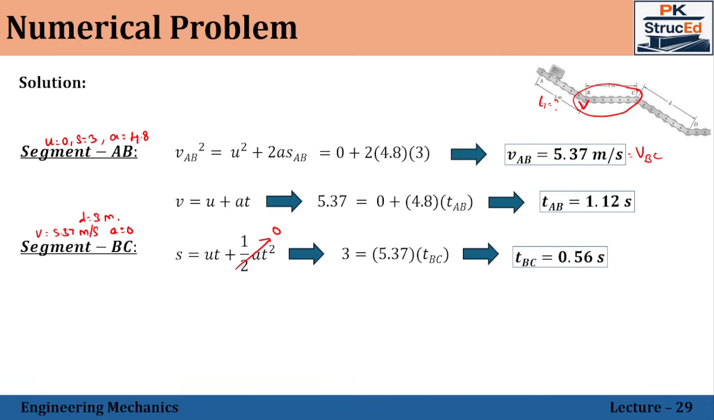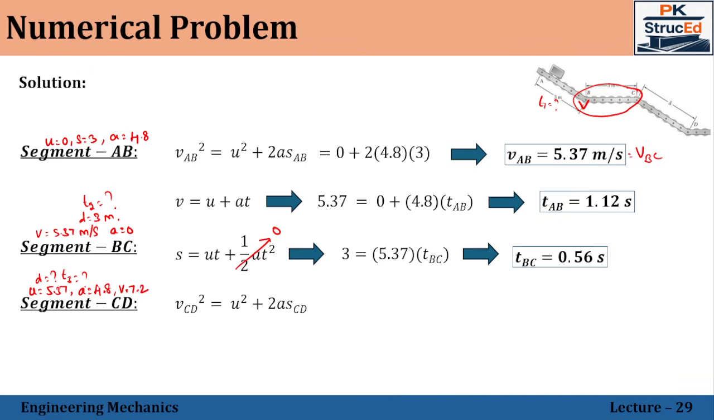Let us move on to the third segment, CD. For the segment CD, the initial velocity is the velocity for the segment BC, that is 5.37. Second, the acceleration is given, that is 4.8. Final velocity is also given, 7.2. So we are supposed to calculate D as well as T3. This is what we need to calculate. For this case, we need to find T3 alone.